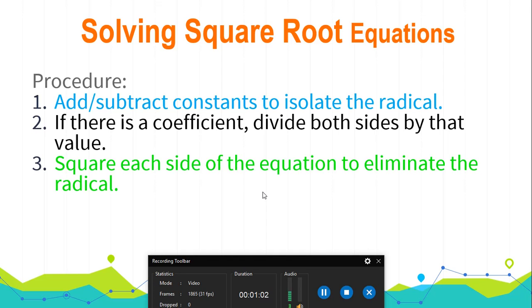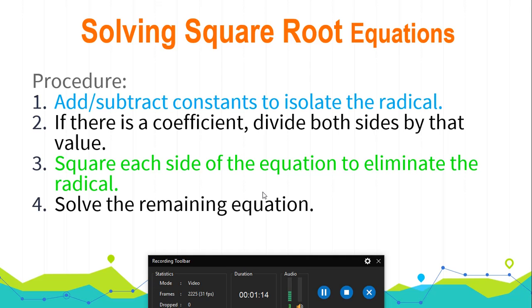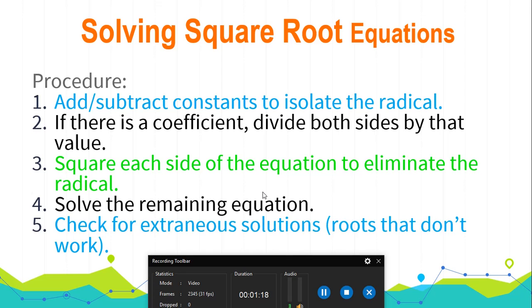Once you've got the square root radical isolated, we're going to square both sides of the equation so that we can get rid of that square root radical. We're going to solve the remaining equation. And then we have to do some checking.